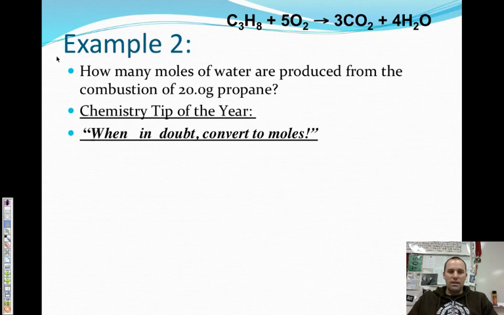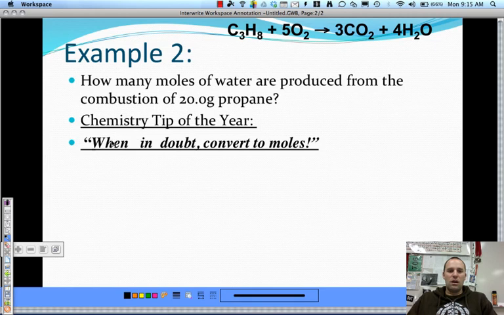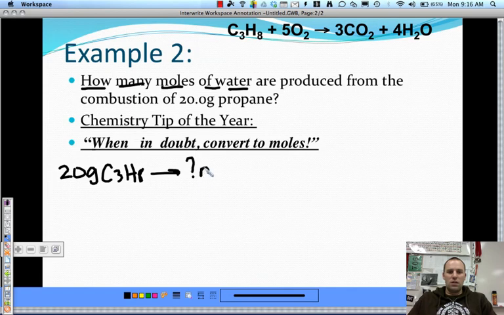Okay, so you should have this on your paper now at this point. Don't forget about the chemistry tip of the year. When in doubt, convert to moles, because everything goes through moles. Remember, we use the molar ratio from the balanced equation up here. So how many moles of water are produced from the combustion of 20 grams of propane? The first step, as always, is write what you know. 20 grams of propane. And what is it that we want to know? Look for the question word. How many moles of water? So we're looking for moles of H2O from one substance into another. So we're going to need the molar ratio at some point.